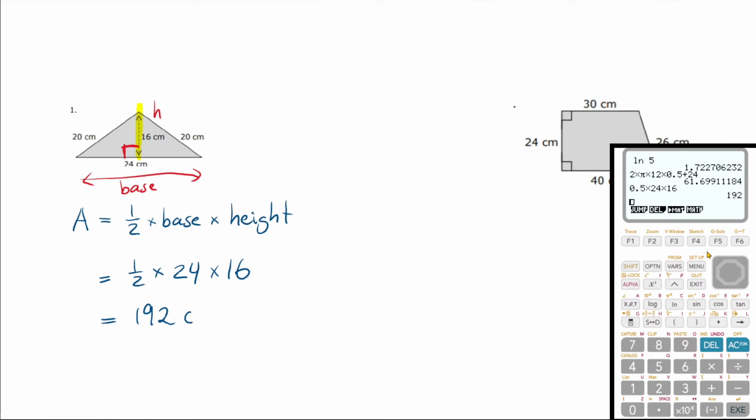And then don't forget the unit. So here we have centimeters. And of course, it's area. So we need a squared.